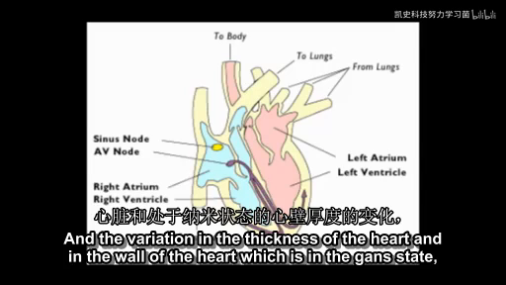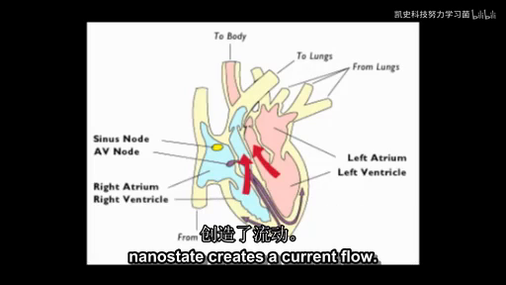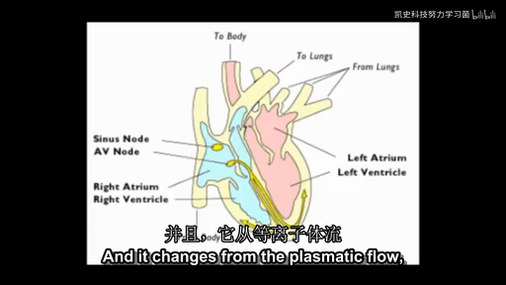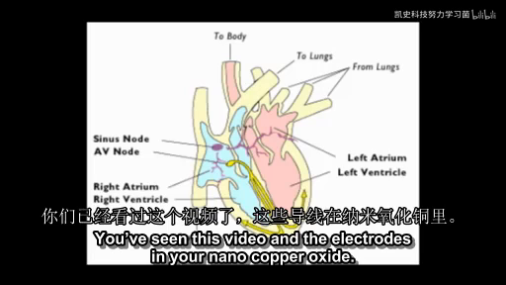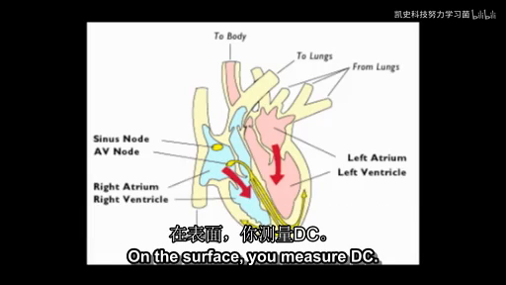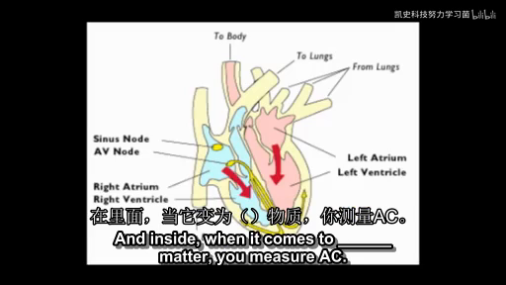And the variation in the thickness of the wall of the heart, which is in the Gans state, in the nano state, creates a current flow, a change from a plasmatic flow into the static flow of the nano layers. You've seen this with your electrodes in your nano copper oxide. On the surface you measure DC, and inside, when it comes down more to matter, you measure AC.